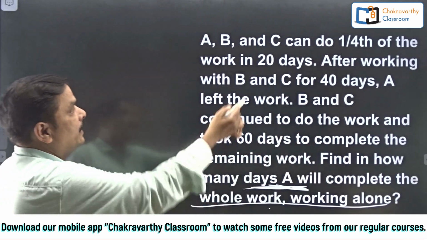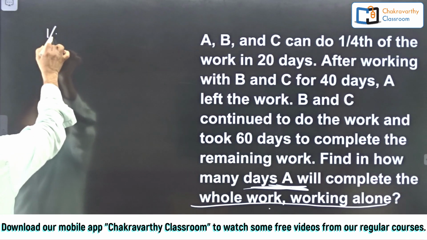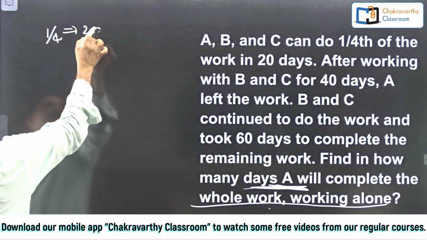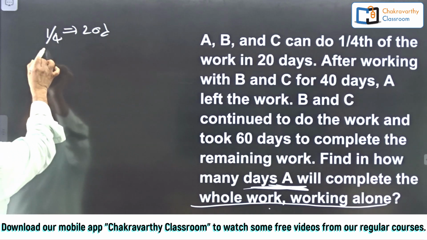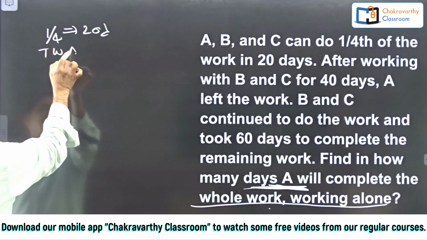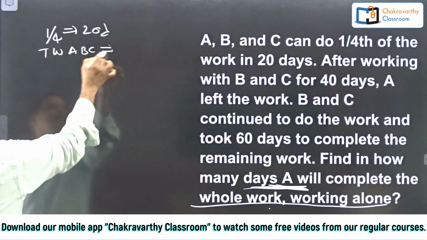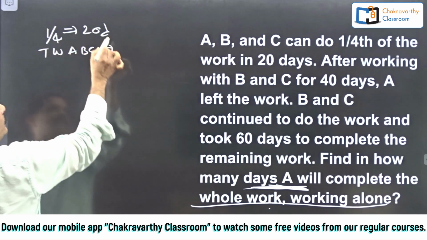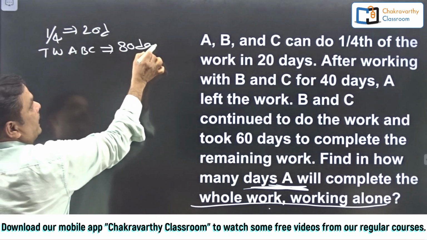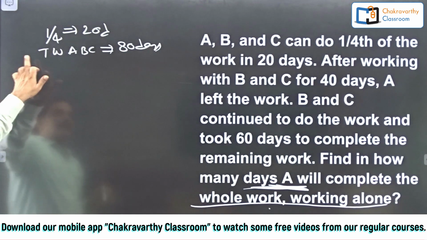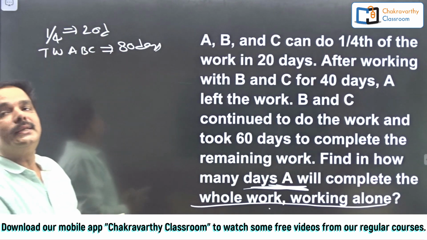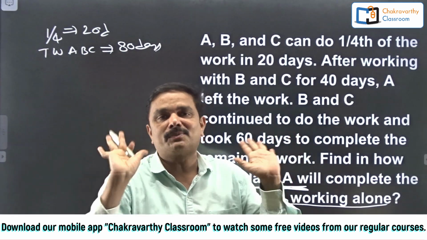Now you see, clearly they have given 1/4 of the work in how many days? 20 days. That means the total work can be done by A, B as well as C together in 1/4 of 20, that is, total work in 80 days. Okay, A, B and C can do the work in 80 days. This much I know. This is the first point.